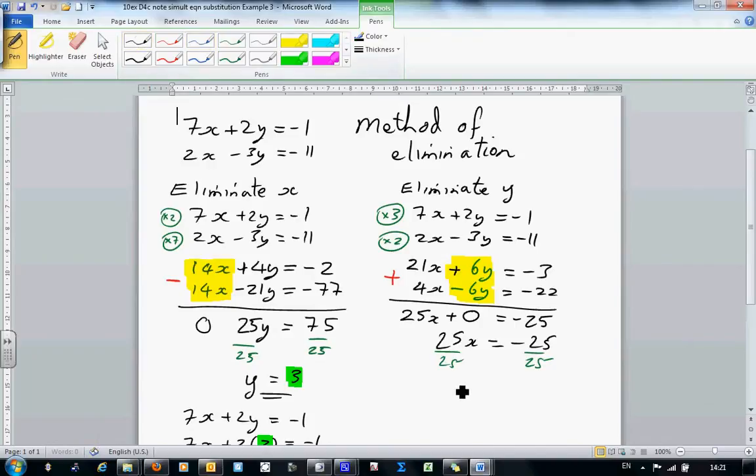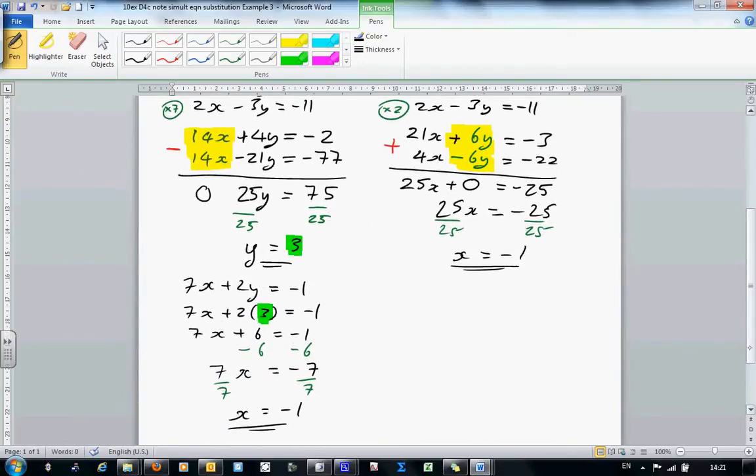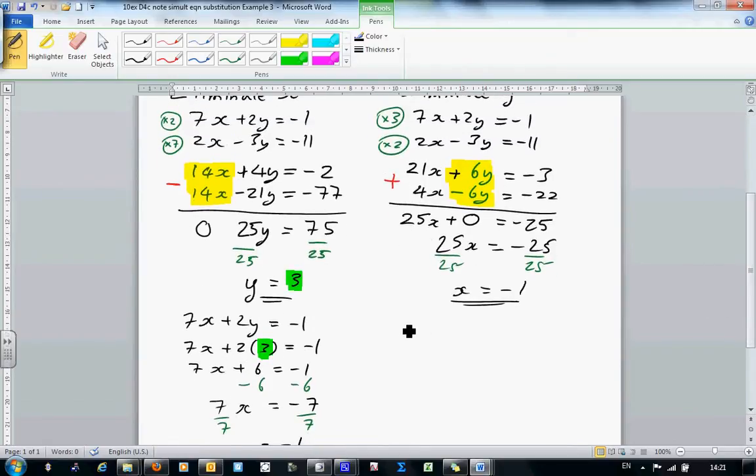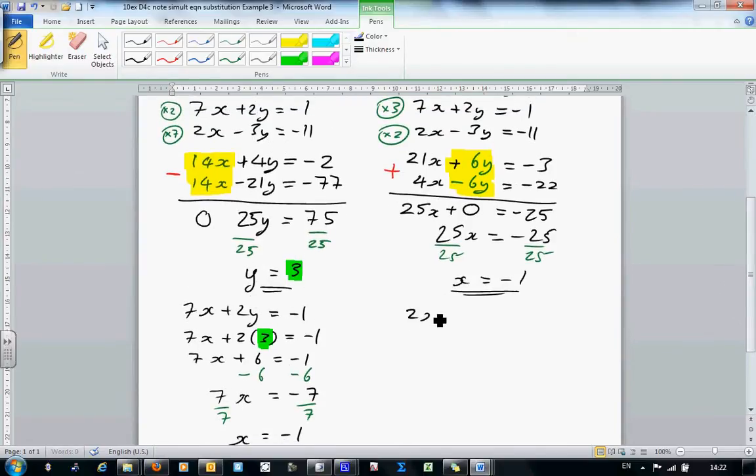Again, using one of the equations, a big pardon. It doesn't have to be the first one. In fact, let's do it with a different one. So I will choose 2x minus 3y equals negative 11, and x is negative 1. Okay, so we're going to take negative 1 and we're going to put it into here. Take away 3y is negative 11. Ooh, nice. Minus 2 minus 3y is negative 11.